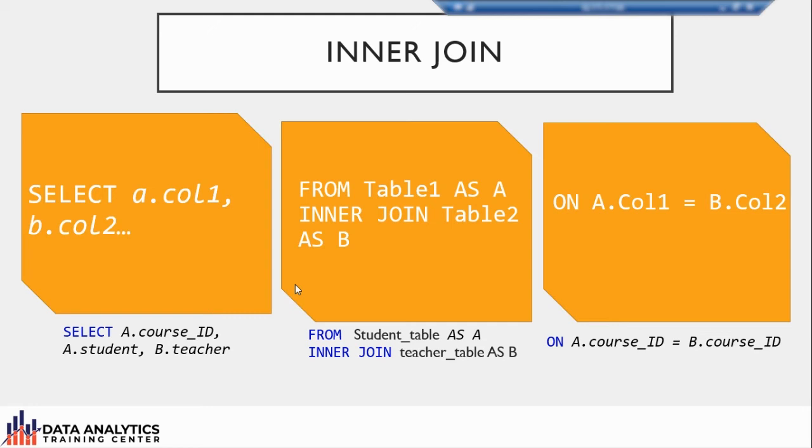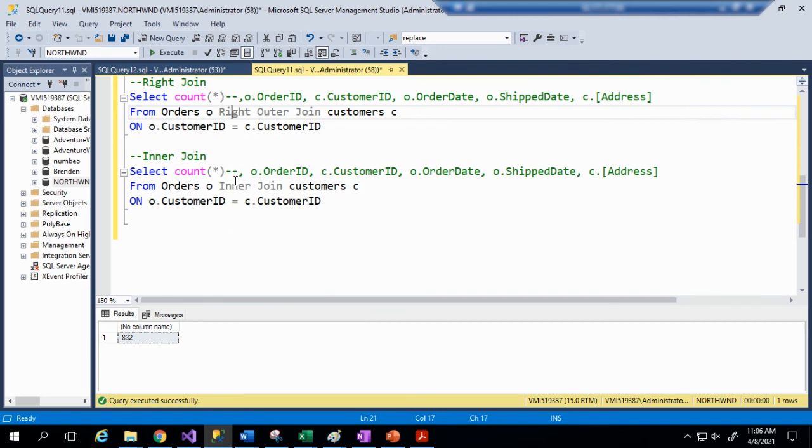All right. From table 1 as A, inner join table 2 as B on your related columns. In this example, on A.column1 equals B.column2. So this is the syntax for the inner join. And then we look at this inner join table. These are only going to show us the records where there is a match on the related column.